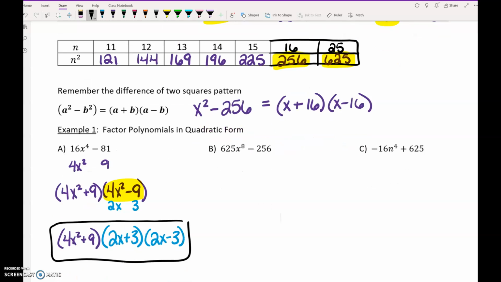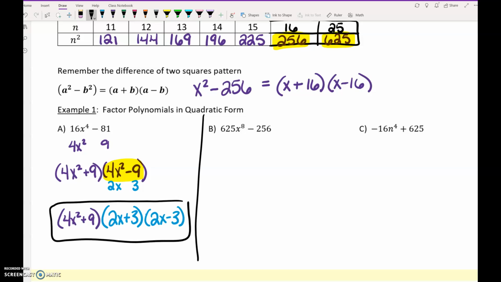All right, let's try B. 625, what is that the perfect square of? 25. What is 256 the perfect square of? 16. Now this x to the 8th, what's half of 8? 4. X to the 4th times x to the 4th is x to the 8th. Basically take that exponent in half and that will give you the square root. So this is going to factor into 25x to the 4th plus 16, 25x to the 4th minus 16.